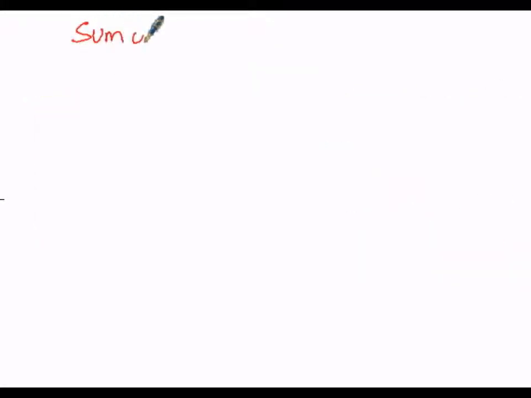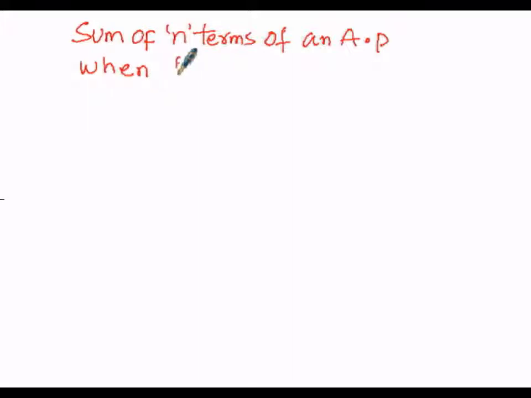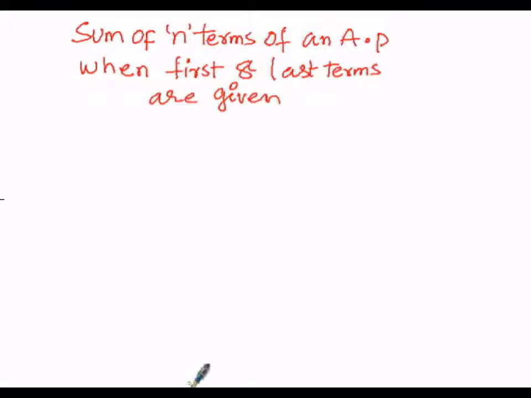Sum of n terms of an AP, that is the arithmetic progression, when the first and last terms are given. So here we are going to discuss the sum of n terms of an AP when the first term of an AP and the last term of an AP are given. Here AP stands for arithmetic progression. We are going to deal with this topic under the advanced level.